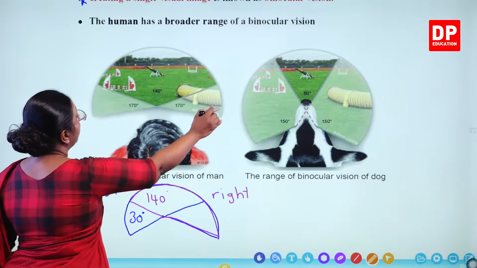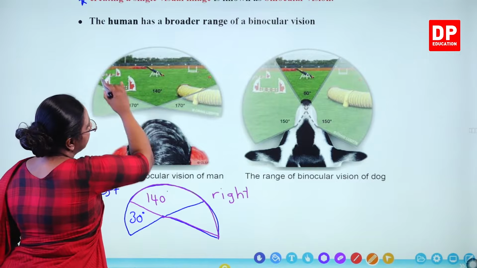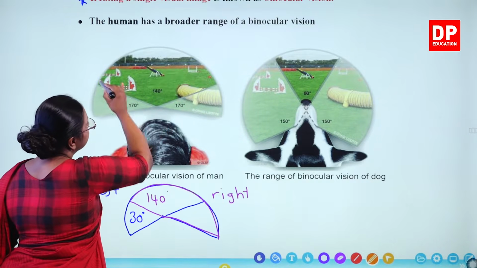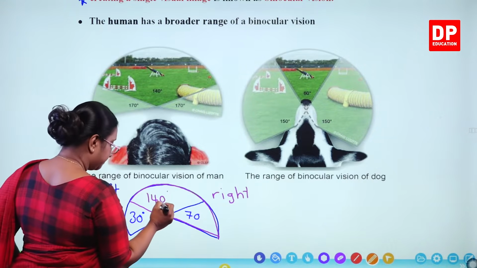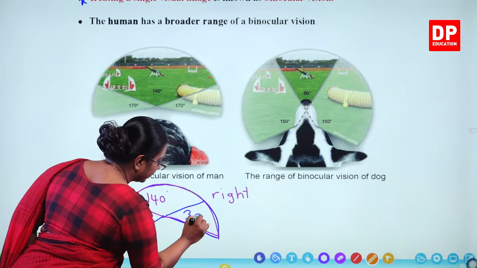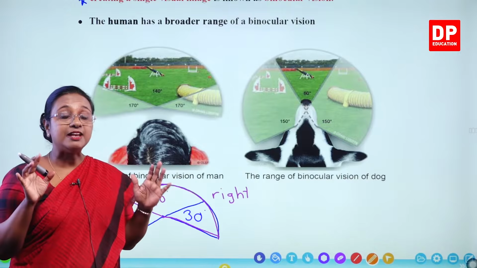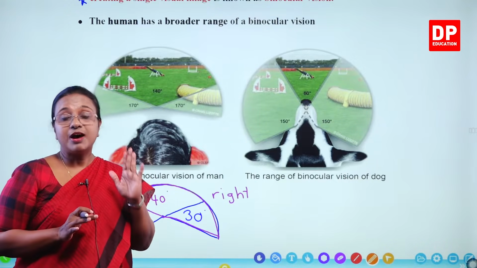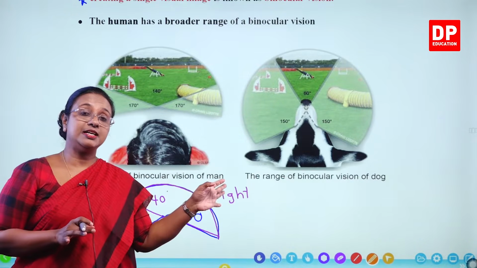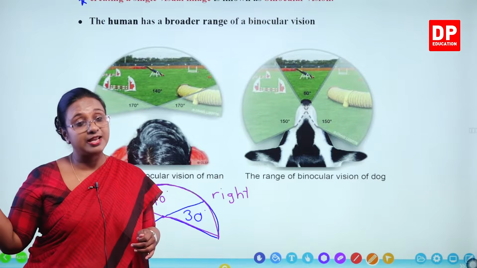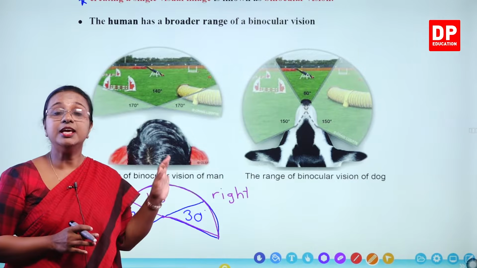The same way, on this side, if you see, this whole region is 170 degrees. Out of that, this part is 140 degrees. So here again there is 30 degrees. So 30 degrees is the region that we can see only with one eye on the side. With the left eye, you can see 30 degrees. With the right eye, you can see 30 degrees. But with both eyes, you can see 140 degrees.